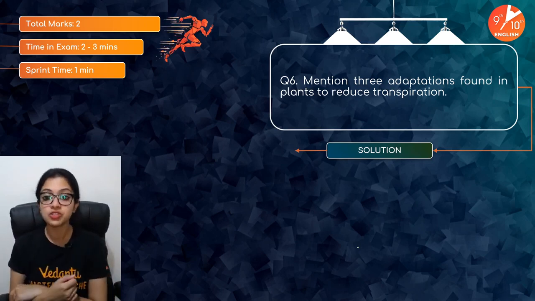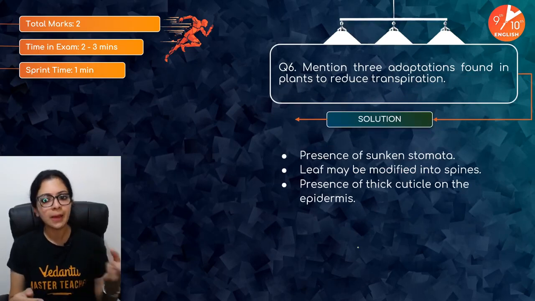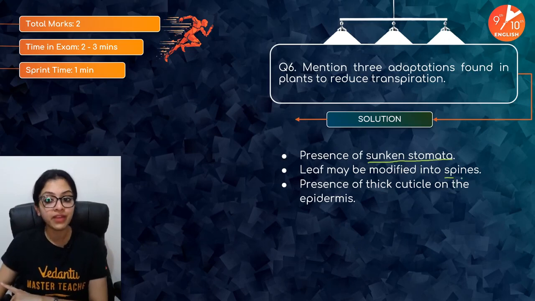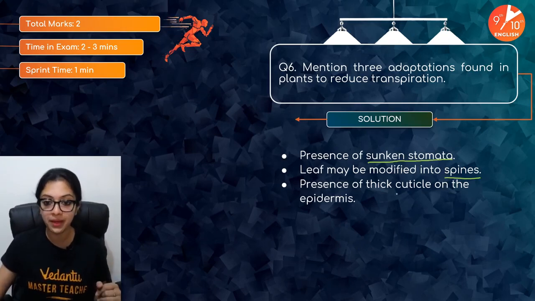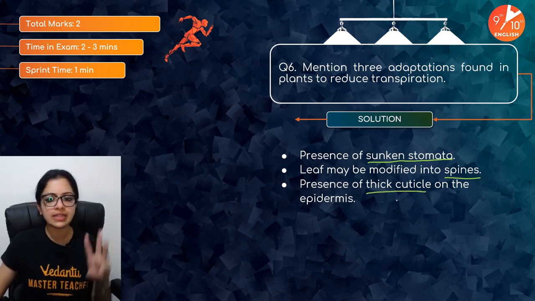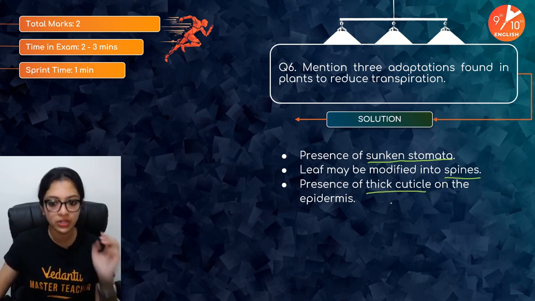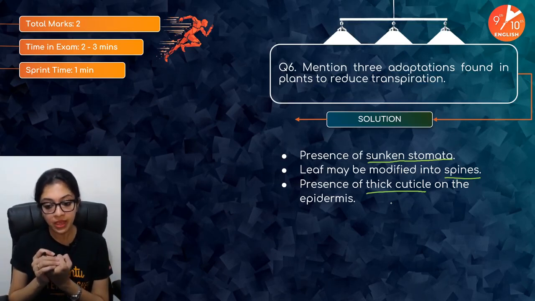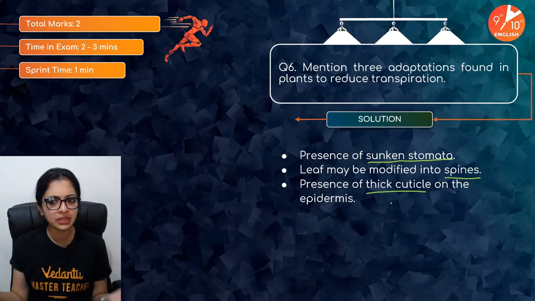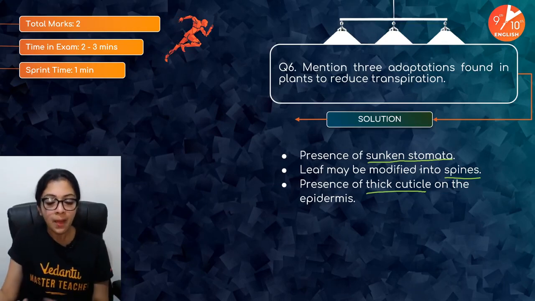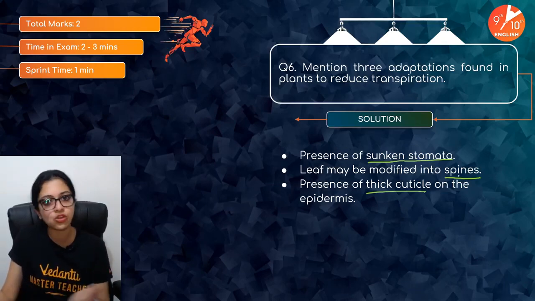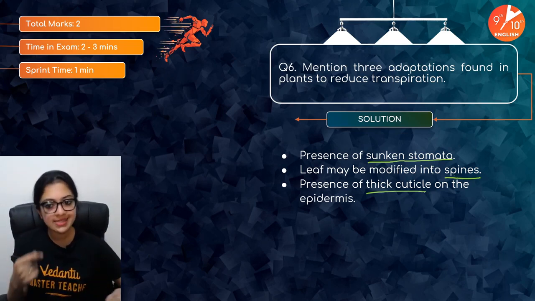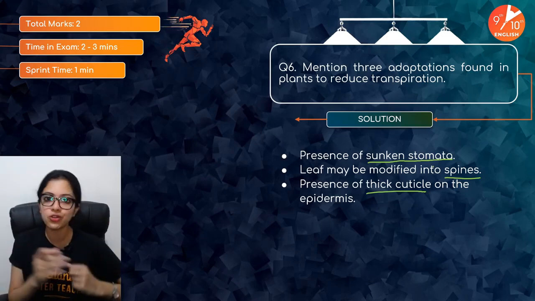Okay, 3 adaptations to reduce transpiration. I think we've discussed a couple of them already. Sunken stomata, like in the case of nerium and opuntia. Leaves modified into spines, like in the case of cactus or opuntia, right? Presence of thick cuticle. These are 3 very common and very, very important functions. Another adaptation could possibly be reduction in the number of stomata or something like that. I mean, that's like indirectly related to modification of leaves into spines or reduced leaves. But I'm just mentioning, just in case you need to add more points, something relevant of that sort should also pop up in your mind.